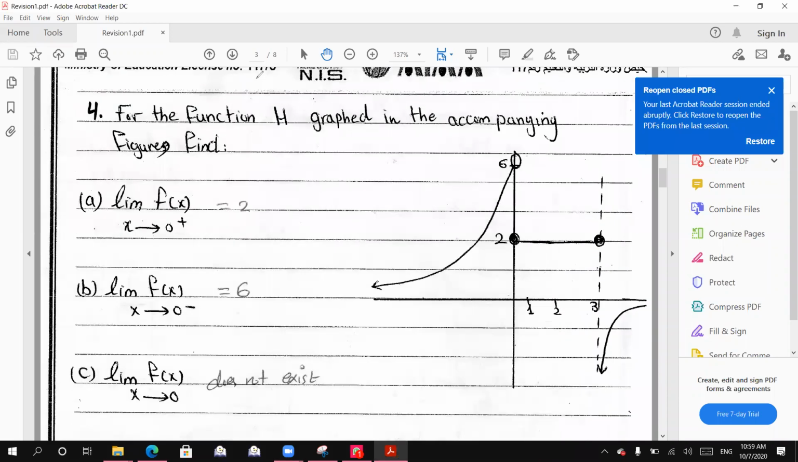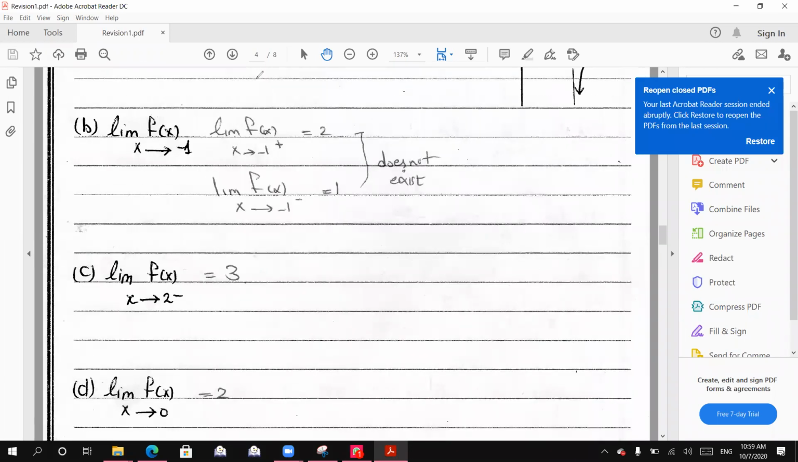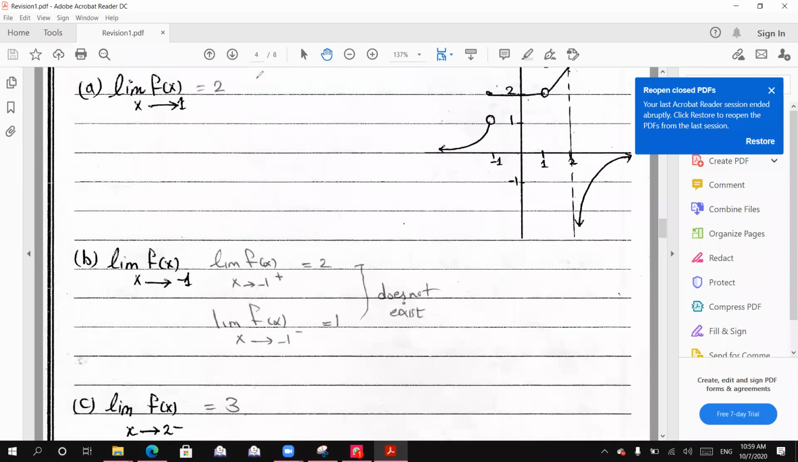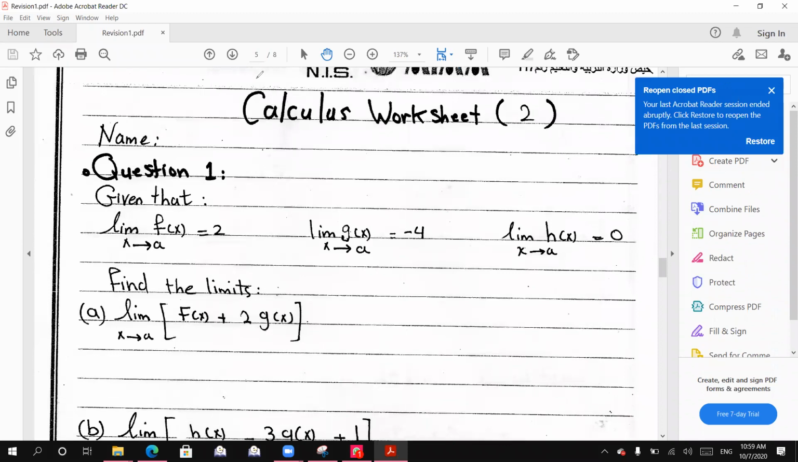Now, here also you have the same ideas. Okay, and there's an answer for them. You try to solve it by yourself and ask me if you have any questions. Now let's go to worksheet number 2.